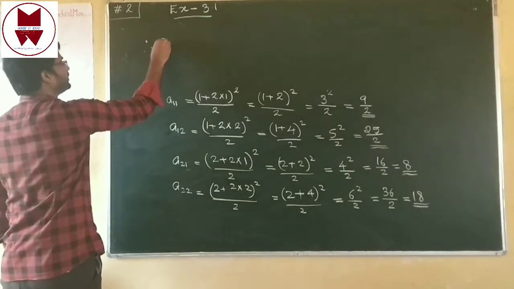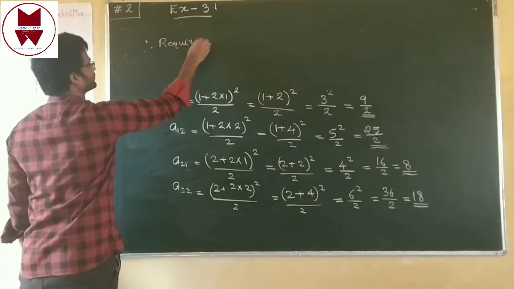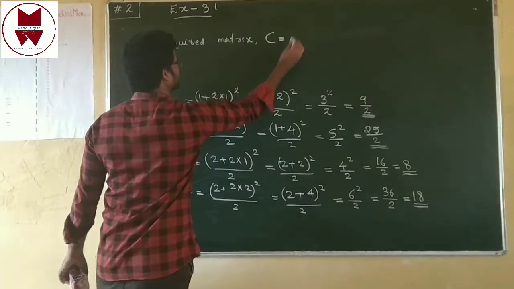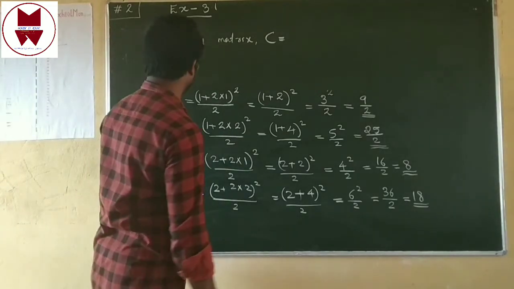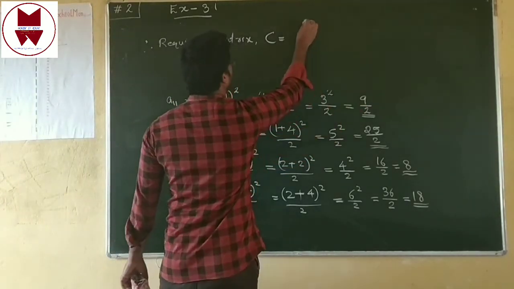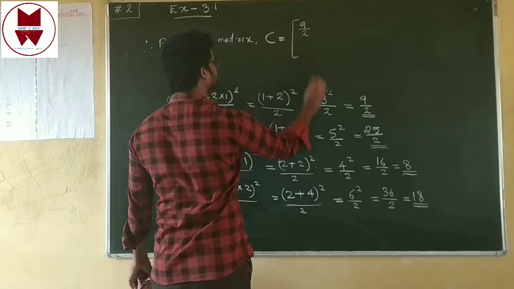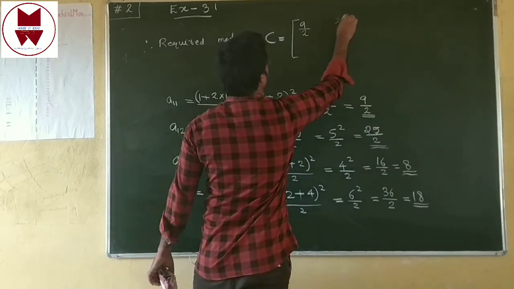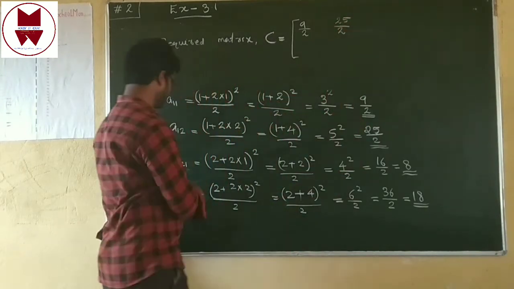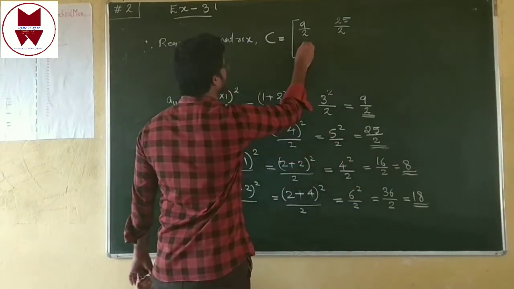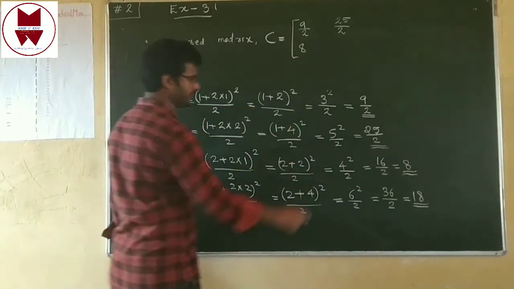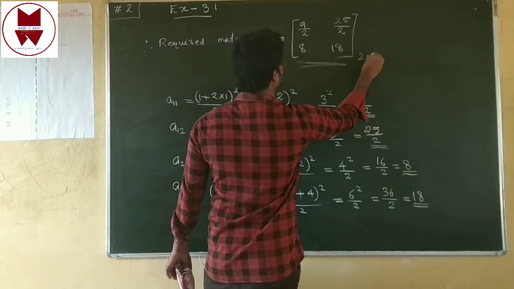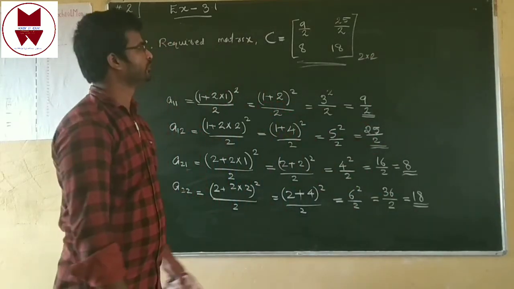Therefore, the required matrix, we give the name C, isn't it? First A11. A11, what we got? 9 by 2. Then next A12, that is 25 divided by 2. Then A21. A21 is 8. The last A22 is 18. That is our required 2 by 2 matrix.